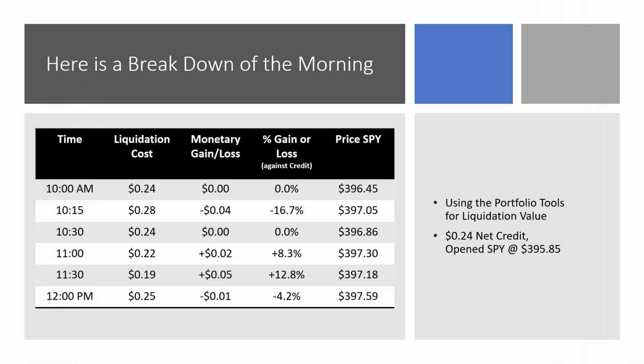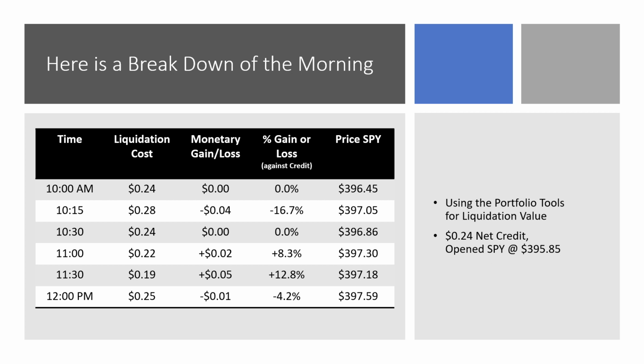Here's a breakdown of the morning. We use the portfolio tools and Power Options to evaluate the liquidation value in real time. Remember, we opened the Iron Condor for a 24-cent net credit when SPY was at 395.85. At 10 a.m. Eastern, just about 5-6 minutes into the trade, it would have cost us 24 cents to close the position. No gain or loss, no percentage gain or loss. SPY is 396.45. Hasn't really moved yet.